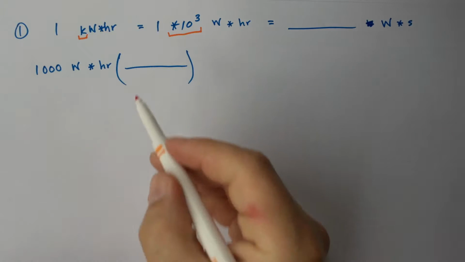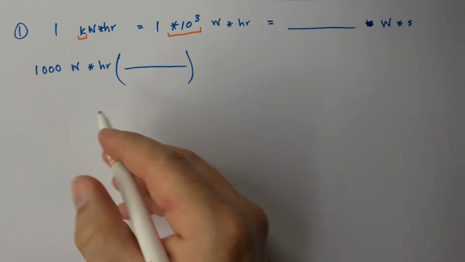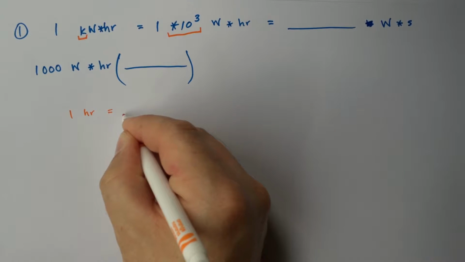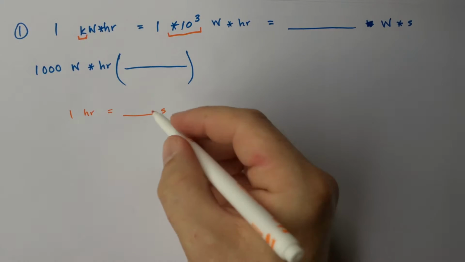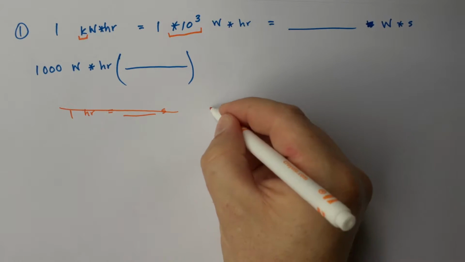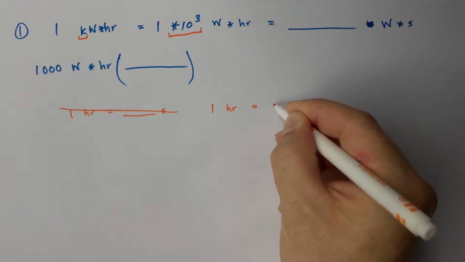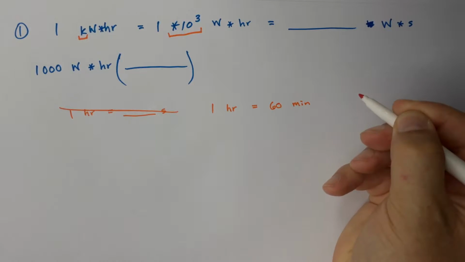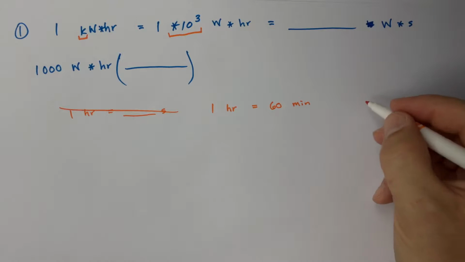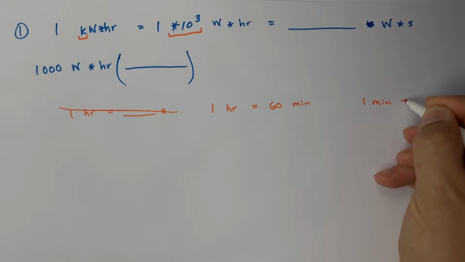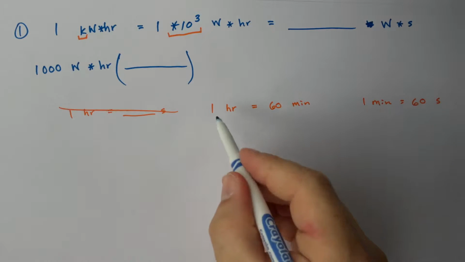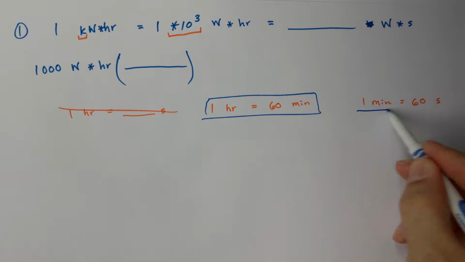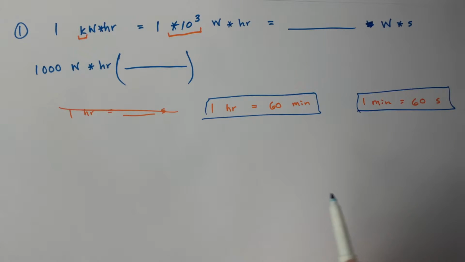However, in order to use an equality like this, I have to understand 1 hour is equal to how many seconds, and I don't know that off the top of my head, but I do know this. I do know that 1 hour is equal to 60 minutes. And then I can take one more step because I know that 1 minute is equal to 60 seconds. So what I can do is use these two equalities in order to move from hours into seconds.